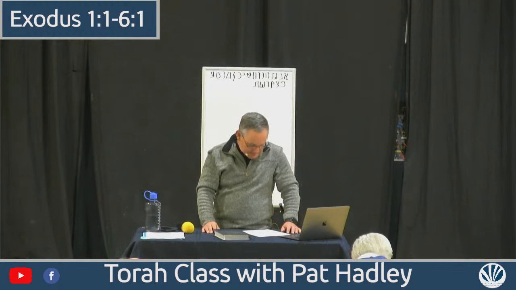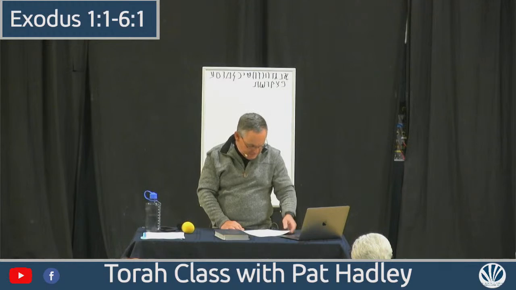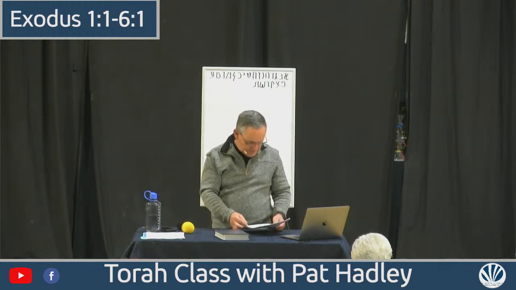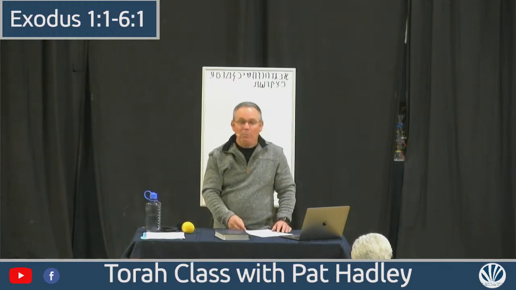Okay, "These are the names of the sons of Israel who came out of Egypt with Jacob, each man came with his own household." Why would there be a book known as the Book of Names? Okay, because of genealogy and the names that follow after it, okay?